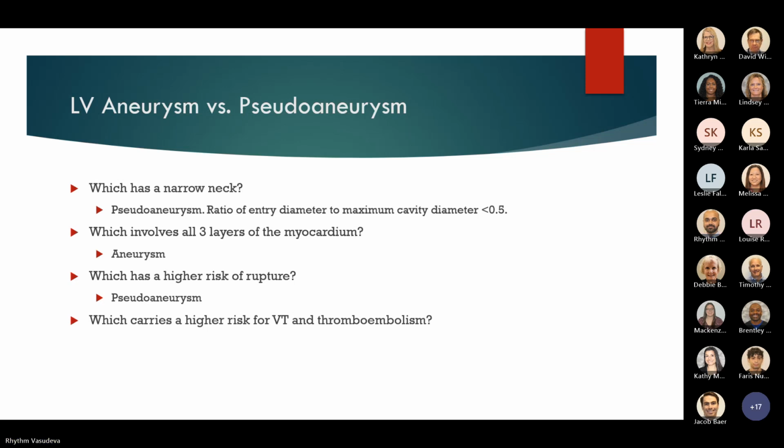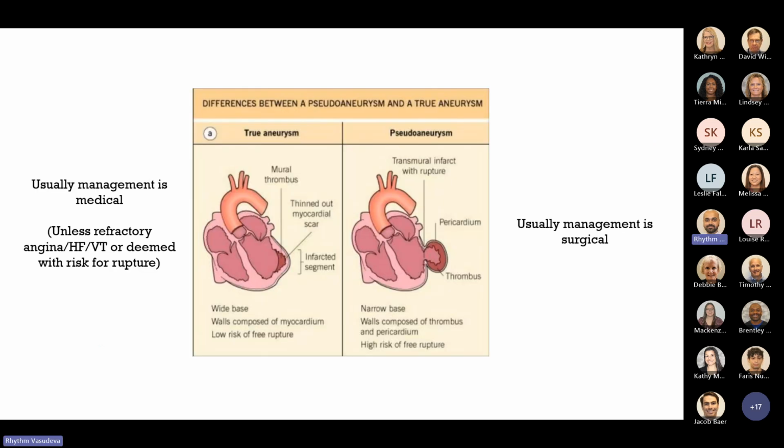While because an aneurysm leaves a greater space for stasis of blood and accumulation of clots, they have a higher risk of thromboembolism. So even though pseudoaneurysms can lead to clots, the higher risk for thromboembolism is really with the aneurysms. That's a diagram to help differentiate the two. As you can see, a mural thrombus is more likely in true aneurysms in the infarcted segment.